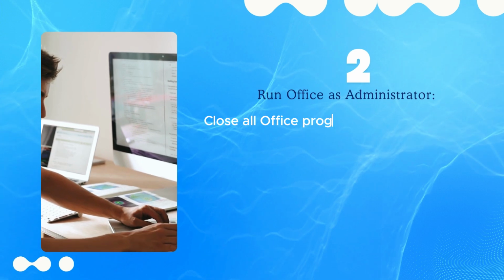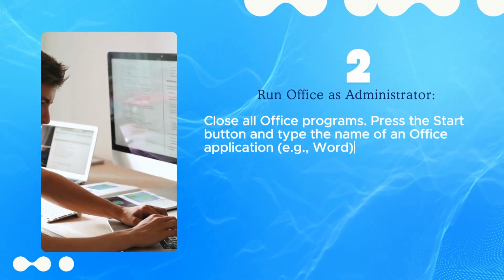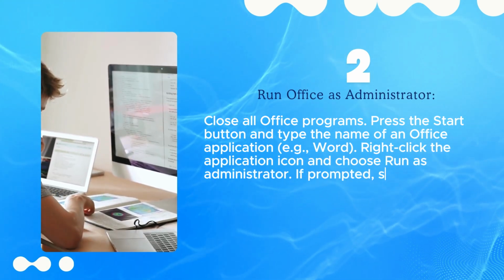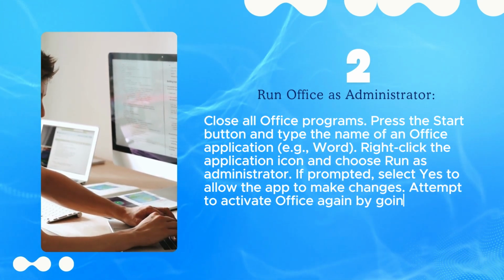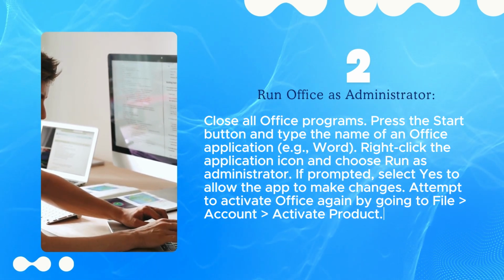2. Run Office as Administrator. Close all Office programs. Press the Start button and type the name of an Office application, for example, Word. Right-click the application icon and choose Run as Administrator. If prompted, select Yes to allow the app to make changes. Attempt to activate Office again by going to File, Account, Activate Product.